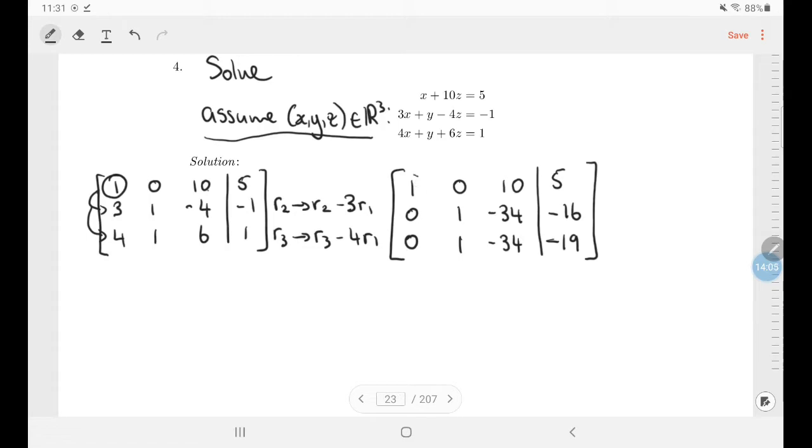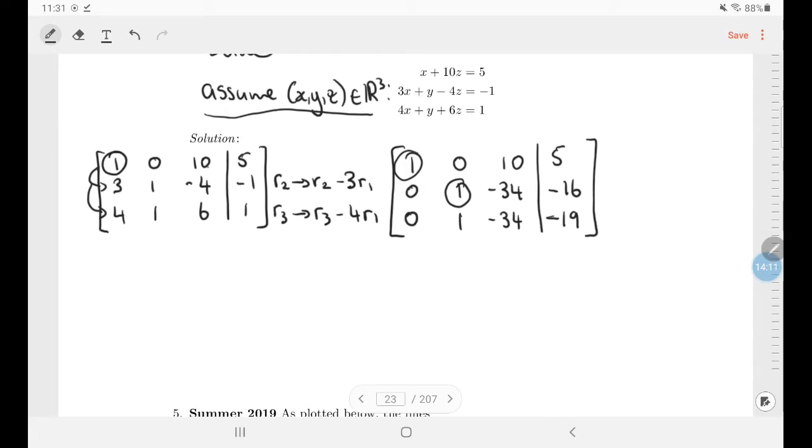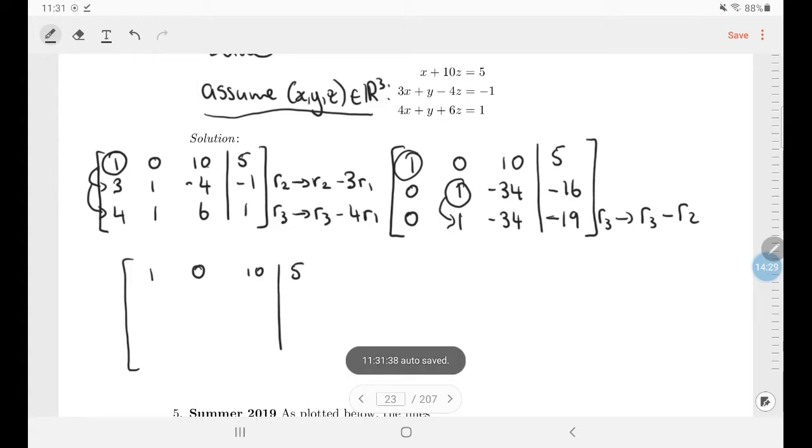What's good is we have a pivot and zeros underneath, and we have a pivot here. We want to turn the thing underneath into a 0 as well. So we'll use this pivot to attack this. We're going to do row 3 sent to itself minus row 2. The first row is the same, 1, 0, 10, 5. The second row is the same, 0, 1, minus 34, minus 16. And now we do that elementary row operation.